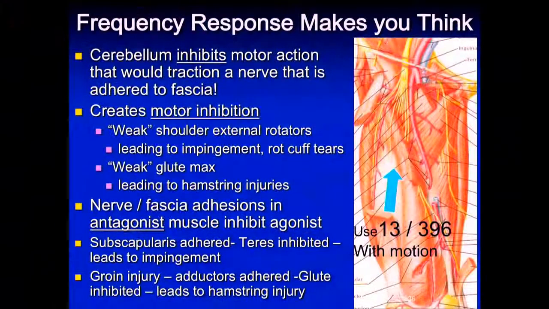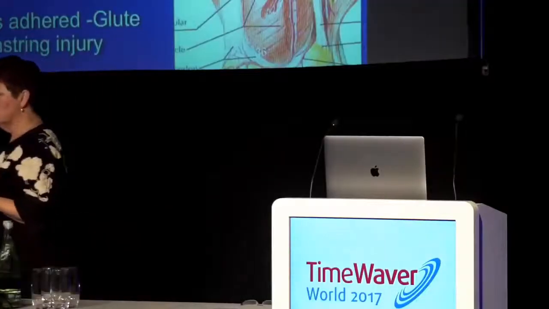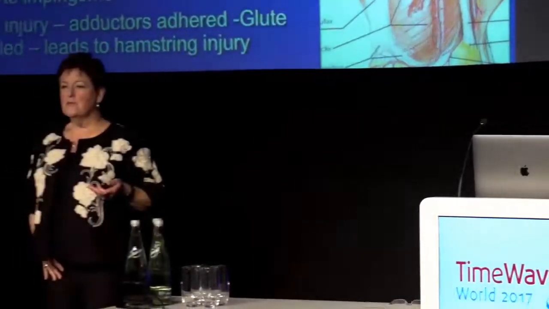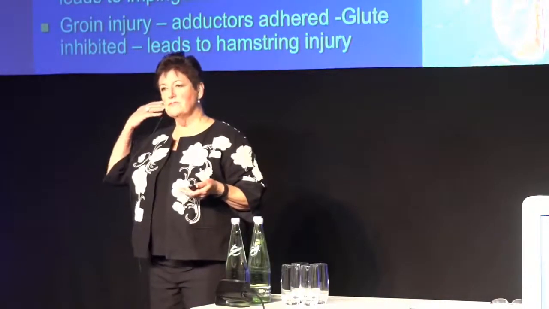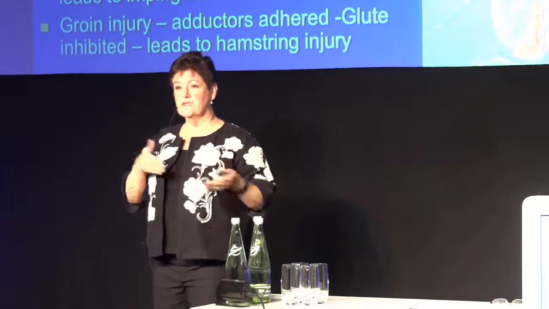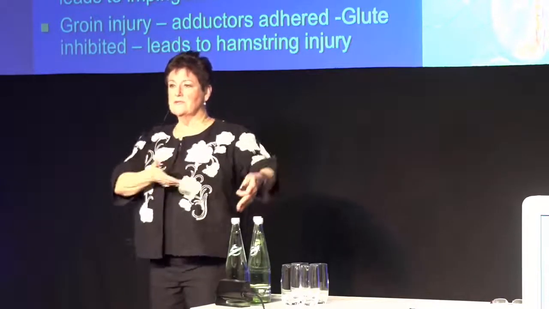The frequency response makes you think. It is a gift for your mind. So this is more for physical medicine, which some of you may not get, but it tells us how to think about what the frequencies are useful for. So the cerebellum will inhibit any muscle that puts at risk a nerve. The cerebellum is nerve tissue. Its job is to protect its fellows, the other nerves.